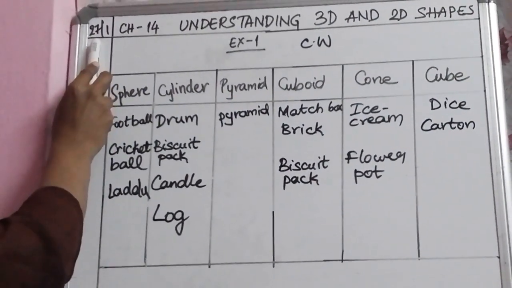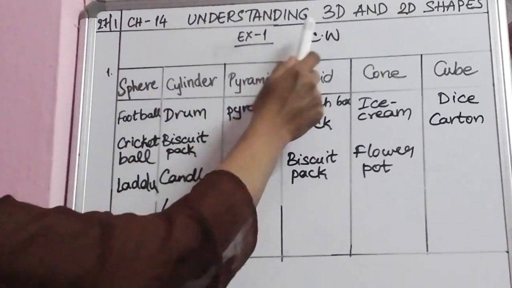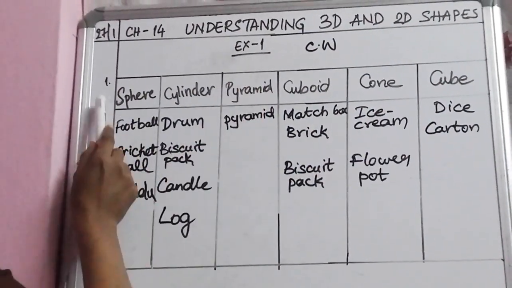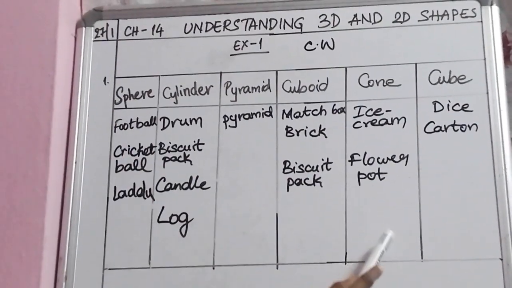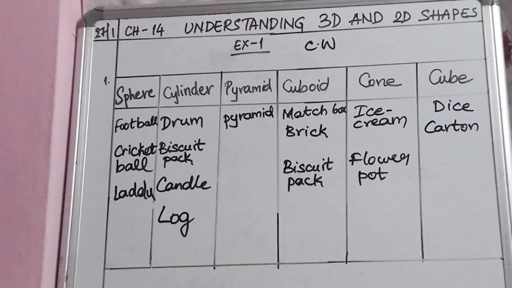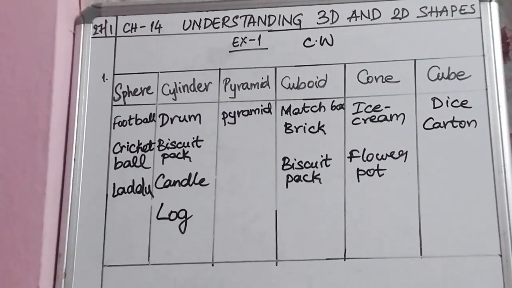Okay, write today's date in your class workbooks. Write the heading: chapter 14, understanding 3D and 2D shapes. Then copy the first bit and write the solution in the class workbook. Copy this in your class workbook, children.